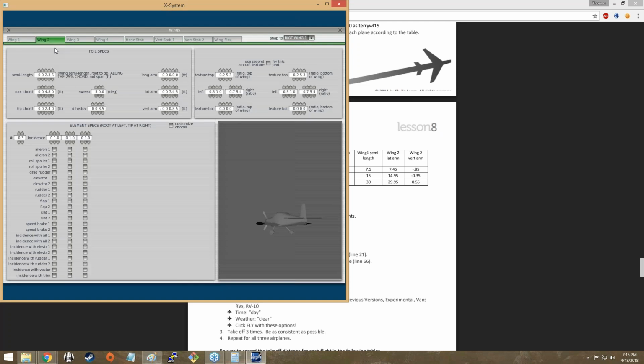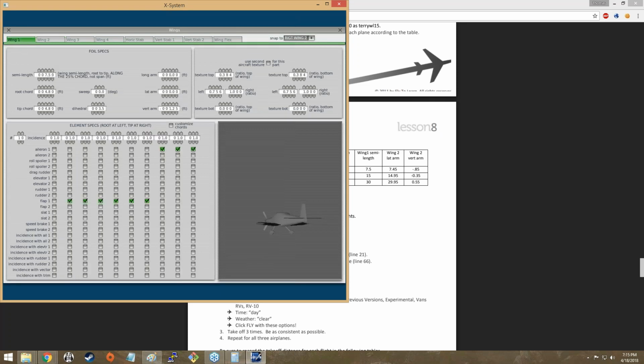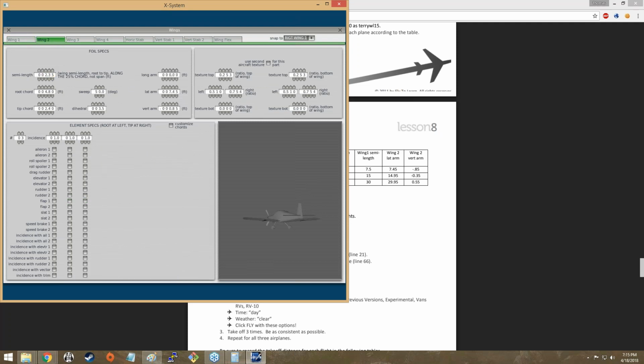So you want to do that for the 15. You'll also want to do that for the 30. So set it for 15. So the semi-length is 15 feet. And then the lateral arm and the vertical arm on wing 2 match. So 14.95 and negative 3.5.